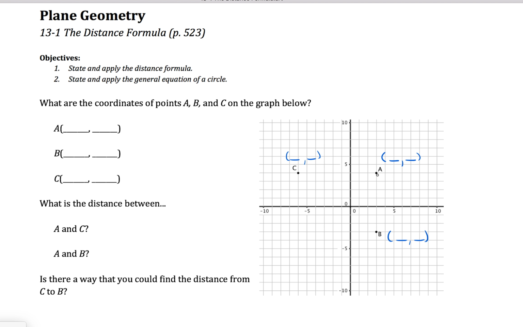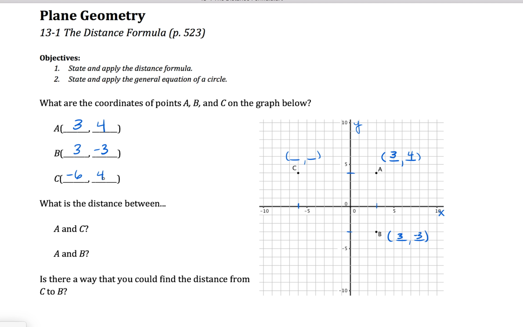So for instance, A is above the value of 3 on the x-axis, so it has an x-coordinate of 3, and it is to the right of 4 on the y-axis, so it has a y-coordinate of 4, so A is at 3, 4. B would be at 3, negative 3, because it's below 3 and to the right of negative 3. And C would have a value of negative 6, 4, because it's above negative 6 on the x-axis, and it's straight over to the left of 4 on the y-axis.